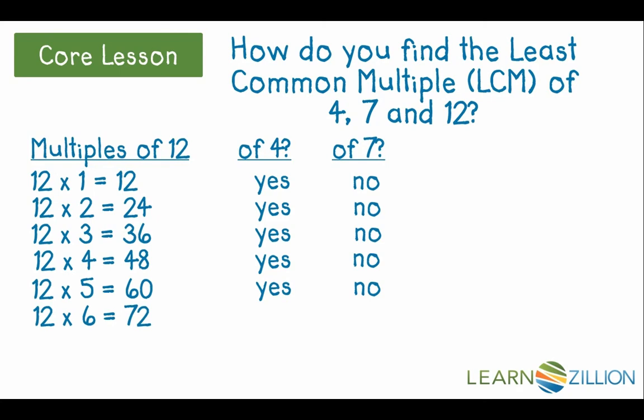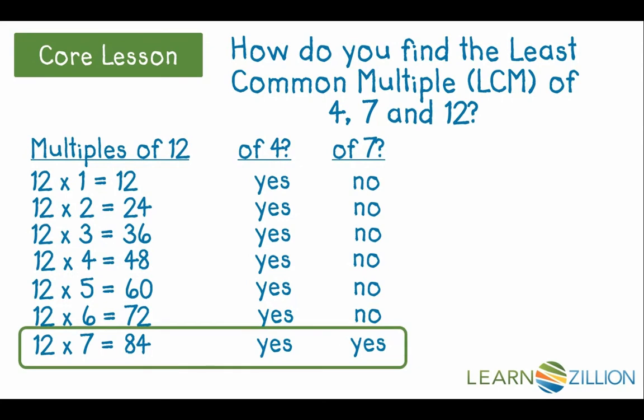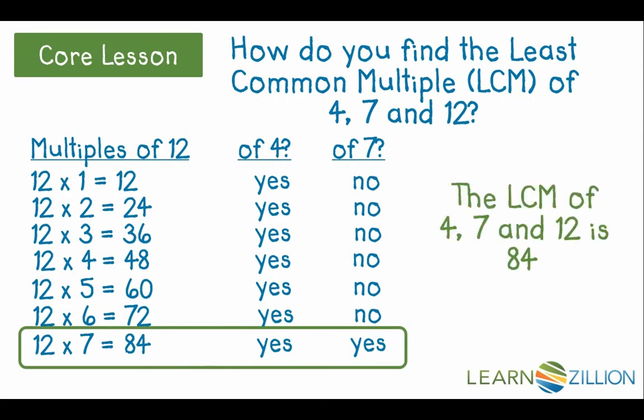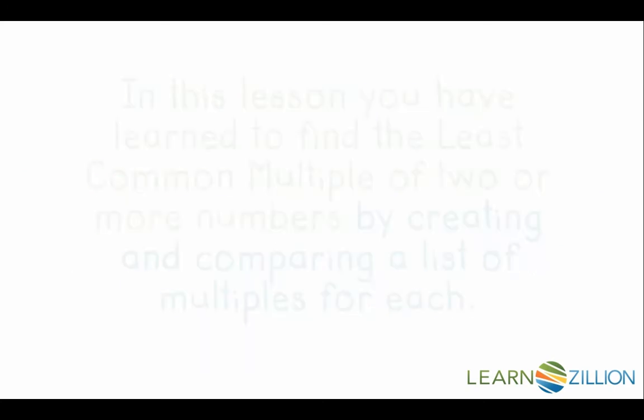12 times 6 is 72. Is it a multiple of 4? Yes, it is. Is it a multiple of 7? No. 12 times 7 is 84. Is 84 a multiple of 4? Yes, it is. Is it a multiple of 7? As a matter of fact, it is. So we now have found the least common multiple of 4, 7, and 12, which is 84.